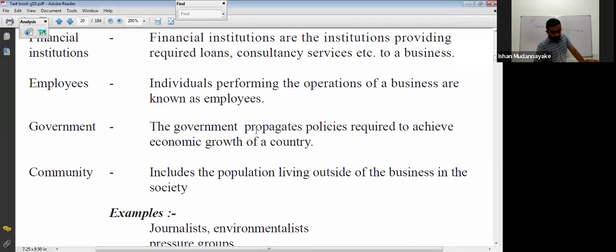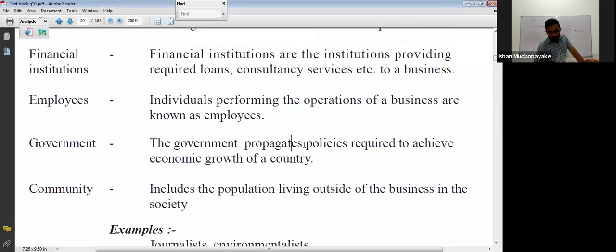Here, government propagates policies required to achieve the economic growth of the country. To develop our country, government creates various policies. We can discuss government and the political environment in chapter 2.